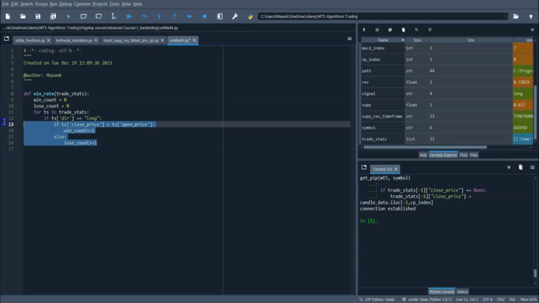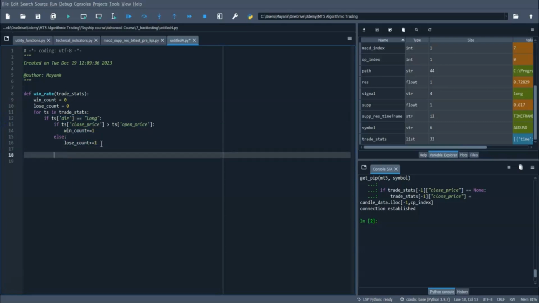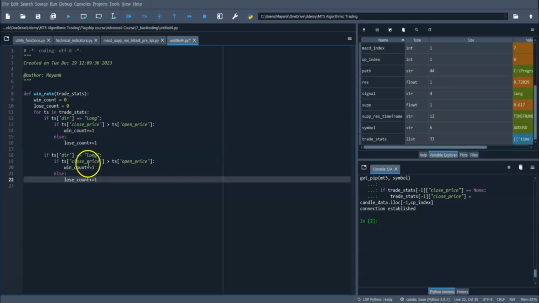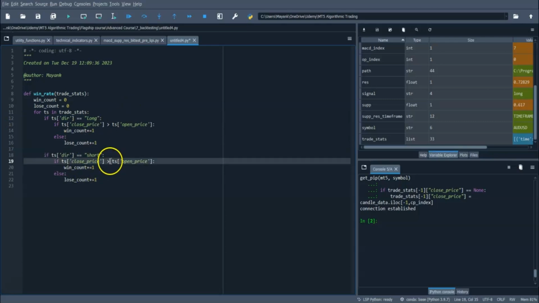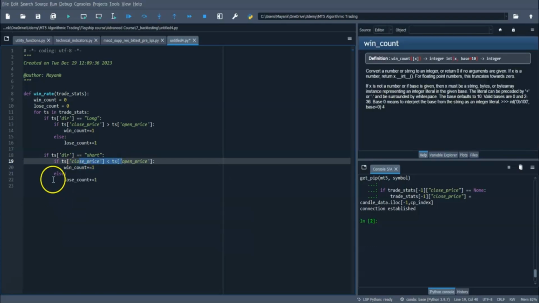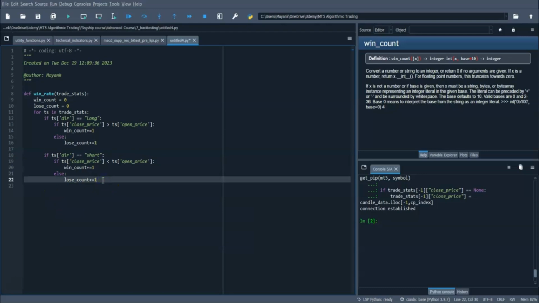Let me copy this whole thing and do the same thing for short and paste it here so that we can update it for short. So if this is short, if close price is less than open price, we can have less than or equal to as well. I leave that to you. But right now, let me keep it as less than. So if this is the case, we increment the win count, else we increment the losing count.